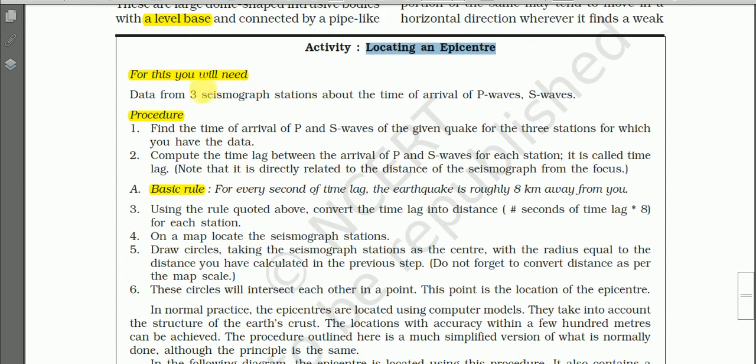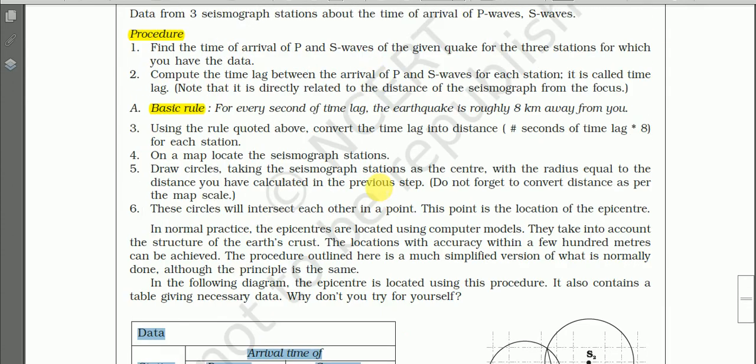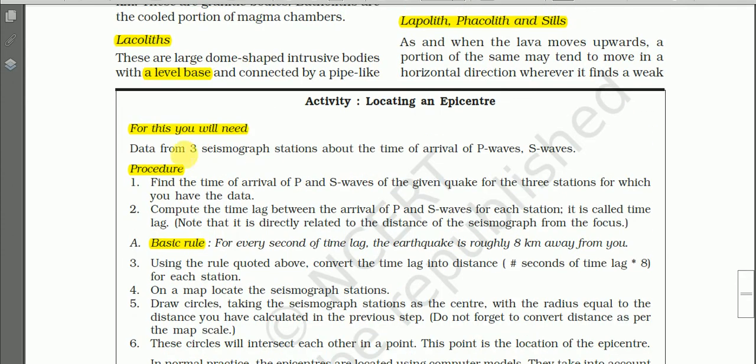So what we need is data from 3 seismic stations about the time of arrival of P and S waves, and it is already given here. So we have got the data. Here this is the arrival time of P waves and S waves in hours, minutes, seconds. Then how to locate? So here is the procedure.